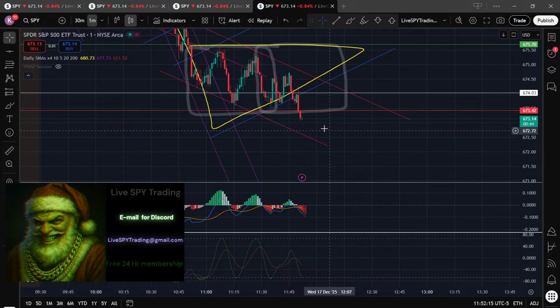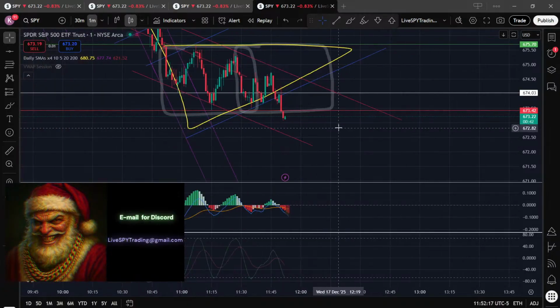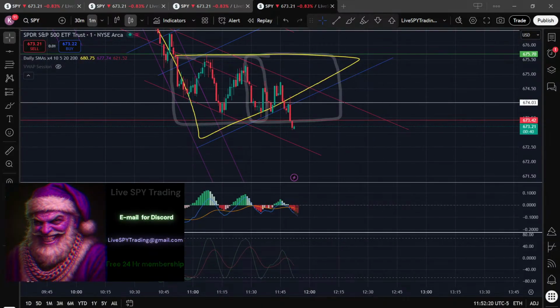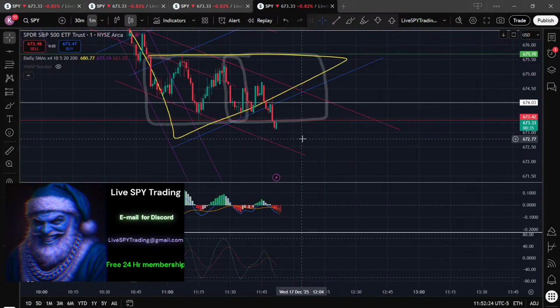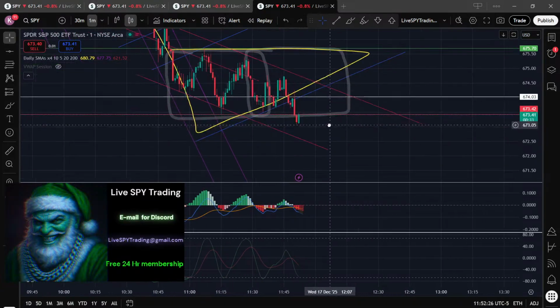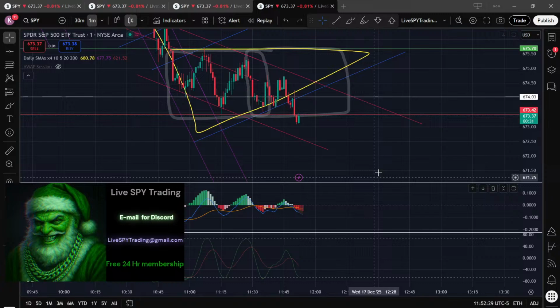Should have enough to protect your trade. If you're waiting for the retest and reject, then wait for that.